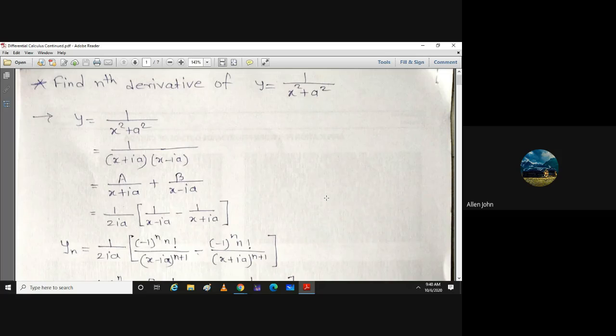Sir, a is equal to 1 and b is equal to minus 1, just that we'll have to take 1 upon 2ia as common. Just let me know if you are getting the same a and b.